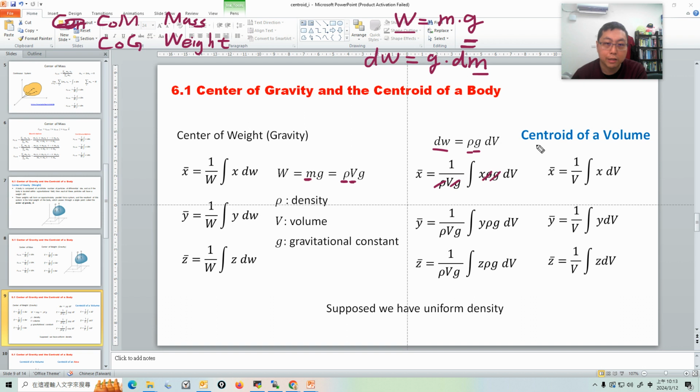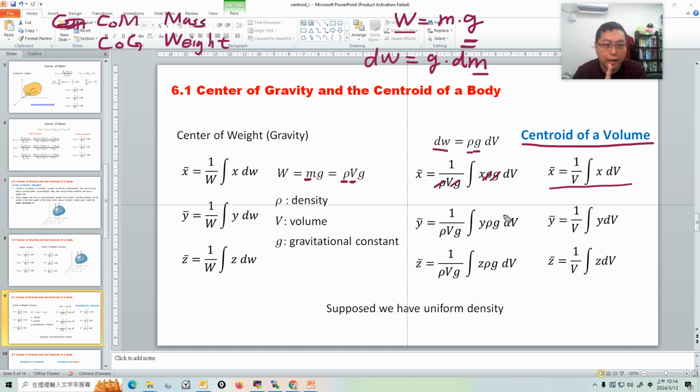So you will get the centroid of the volume formula. It just changes to another name. It's also the position of the center of gravity or center of weight. In the center of weight or center of gravity, we use X bar, Y bar, and Z bar. We have the uniform density and uniform gravitational constant, so the position of the center of weight just equals the integral of x with respect to the volume, divided by the total volume.